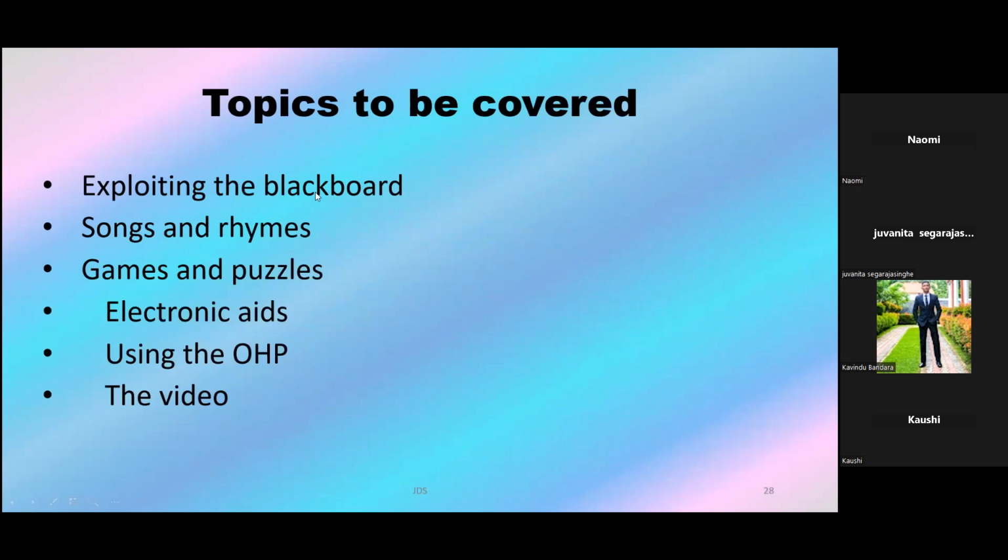Exploiting the blackboard, right? So today we will be focusing on how to use the blackboard and also songs and rhymes. When it comes to teaching language in a classroom, songs and rhymes are very effective means that are heavily used to teach vocabulary, grammatical structures, and so many other language related concepts, right?